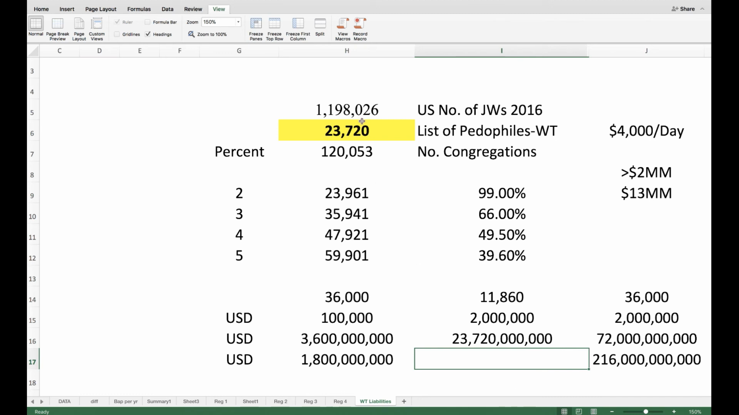This list of 23,720 individuals, the Australian Commission, the lawsuits, the English Charity Commission, all of this is a financial nightmare for Watchtower, and they don't want to give it away, but they're closing in. They're tightening ranks. They're circling the wagons. They're really in a total defense situation.